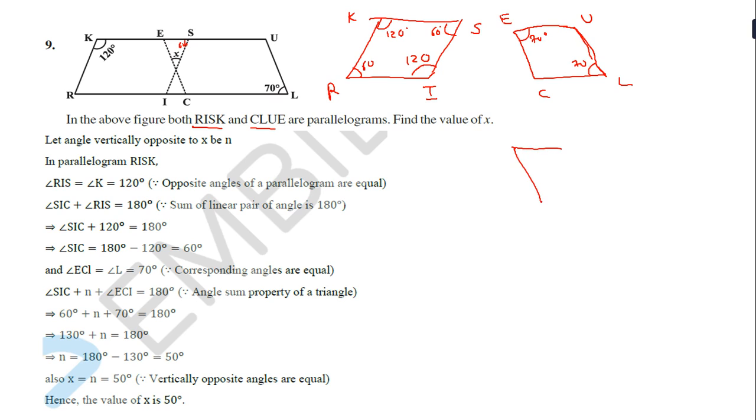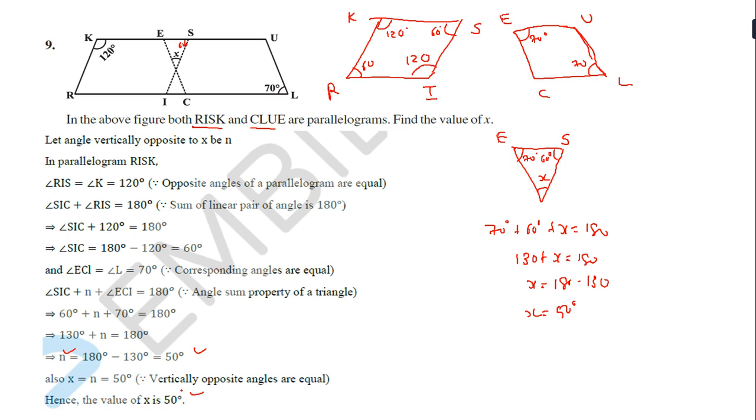Now I draw E, S, and here it is angle X. Already I got here 70 and here 60. So 70 degrees plus 60 degrees plus X is equal to 180. So 130 plus X is equal to 180. So X is equal to 180 minus 130, that is 50 degrees. So here X is equal to 50 degrees.